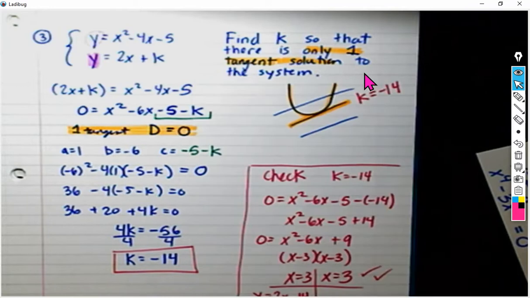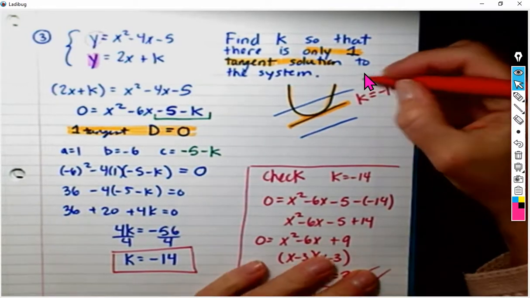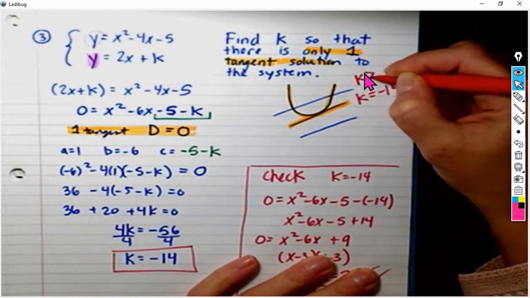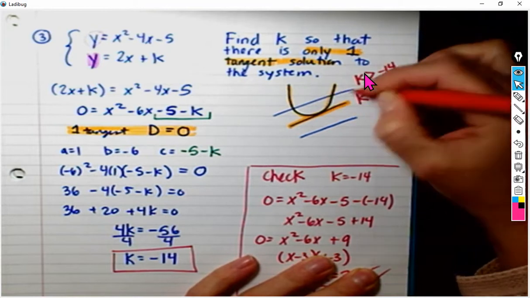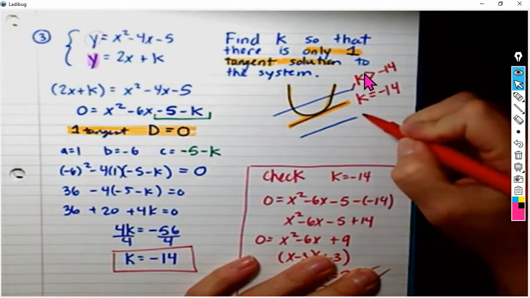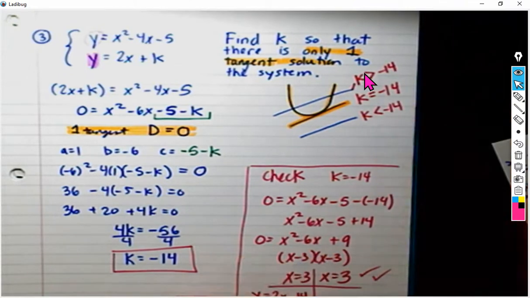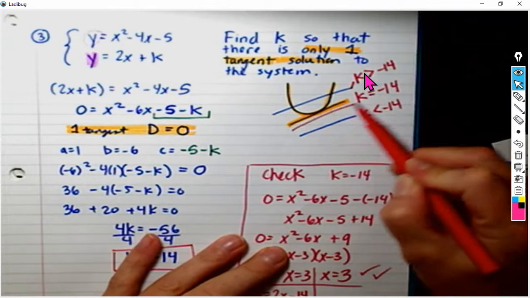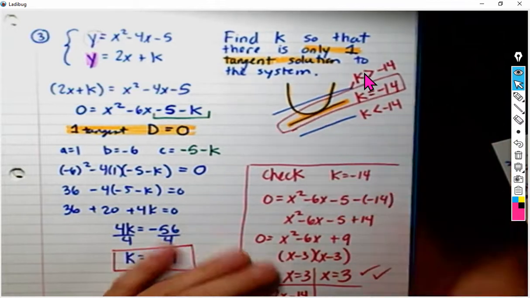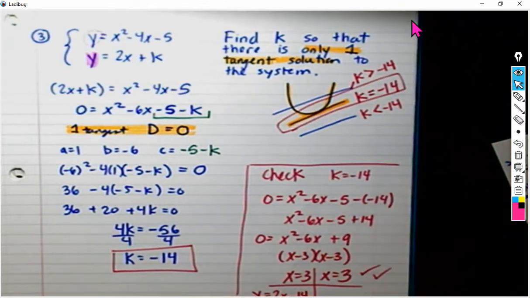So right here in my diagram, I'm just going to say if k was more than negative 14, it would have been this line. And if k was less than negative 14, it would have been this line. Now, I was looking for this one right here, but using Desmos, I could figure out what the other possibilities were.